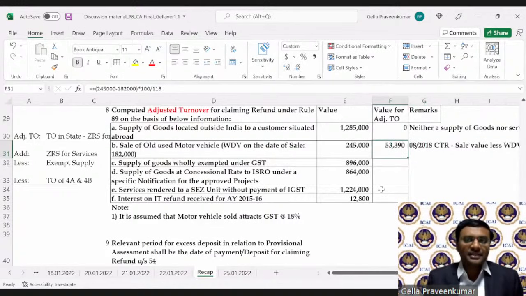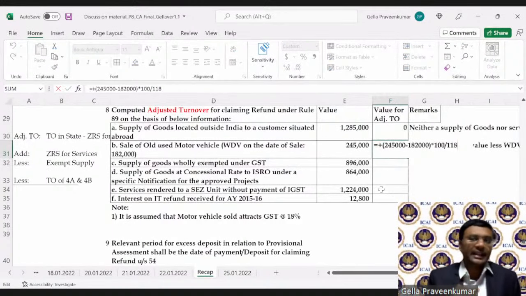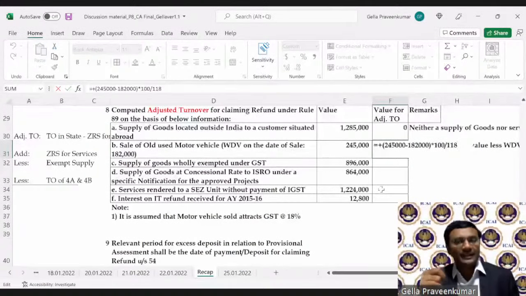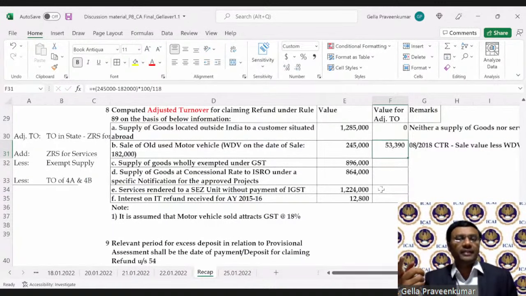Since this transaction value is exceeding, it is positive, what I have done is 2,45,000 minus 1,82,000 multiplied by 100 divided by 118. Why have I done this? Whatever 63,000 we have received, we presume that this is including GST. So when I say 18% is the rate of tax, 100 divided by 118, I'll get my taxable value. So this is the value for the purpose of adjusted turnover.